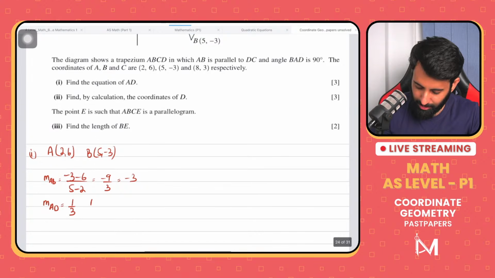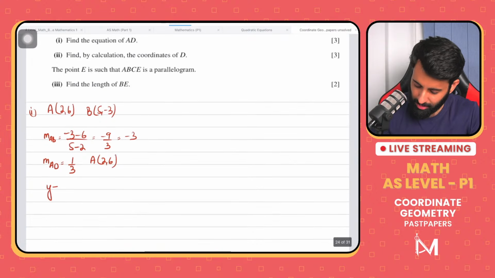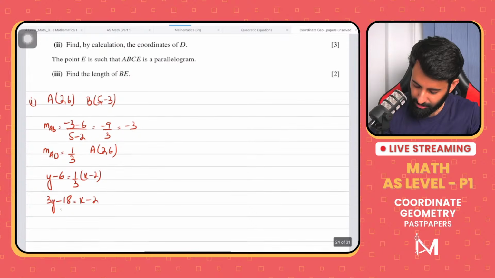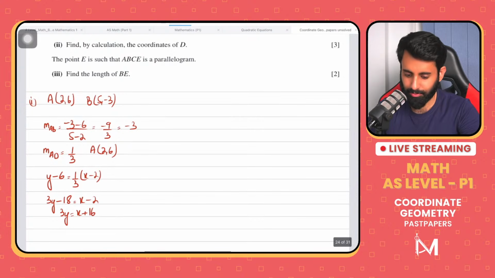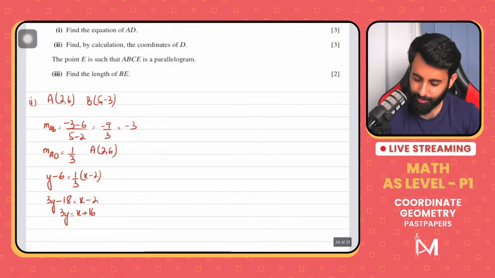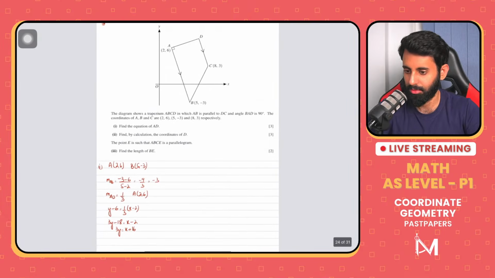And we need a point through which the line is passing. Do we have that? Yes, we do. So let's put this together. y minus 6 is equal to 1/3 into x minus 2. Cross multiply. So 3y minus 6 times 3, which is 18, is equal to x minus 2. Write this nicely. 3y is equal to x minus 2 plus 18, which is x plus 16. There you go. So that is the answer to part 1. Now, any idea how we're going to find the coordinates of D? Put some thought into it.